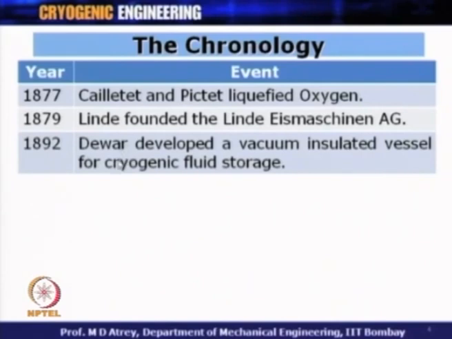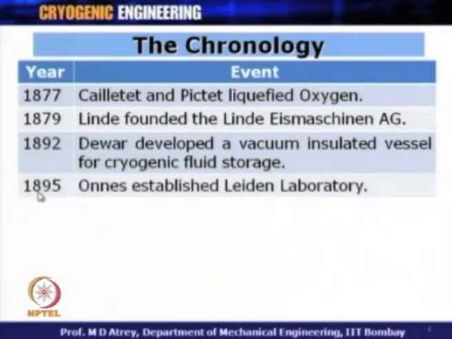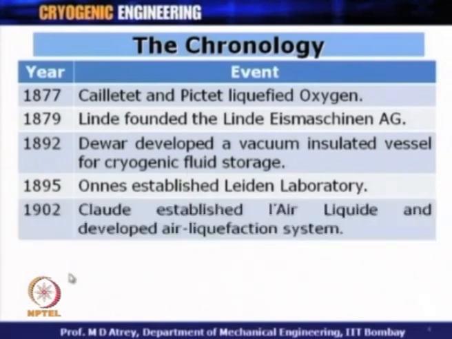The next important development was by a very big scientist called Kamerlingh Onnes from Leiden laboratory in Netherlands in 1895. Kamerlingh Onnes is a very big name again, and he was a physicist. He was a professor at Leiden University in Netherlands, and here he founded a cryogenic laboratory, and he invited a lot of people from all over the world to work at this laboratory.